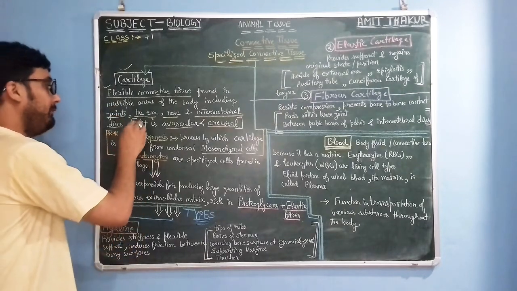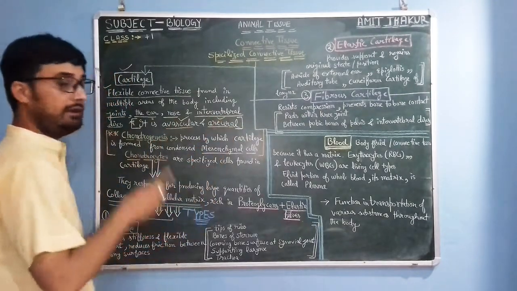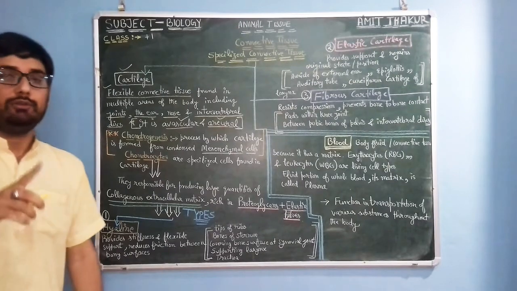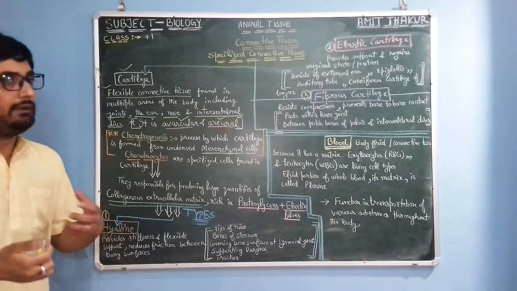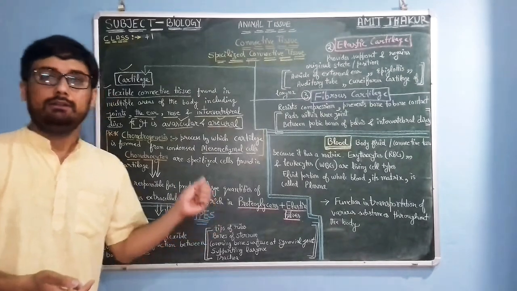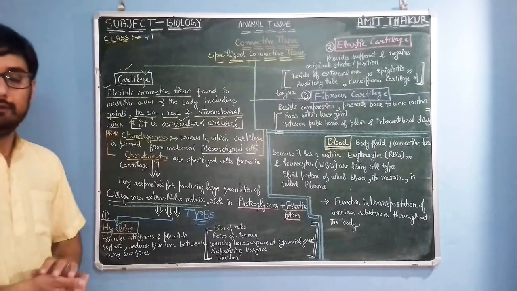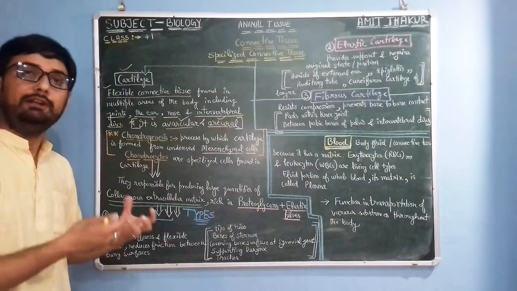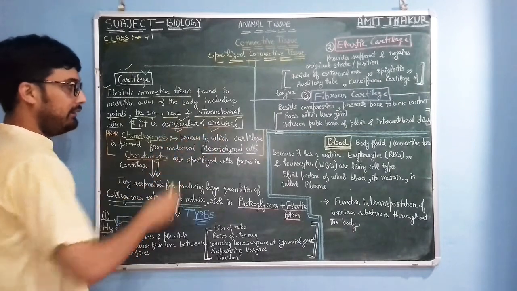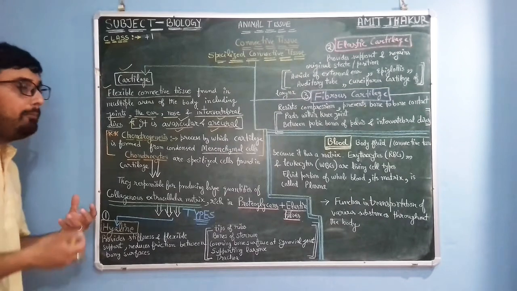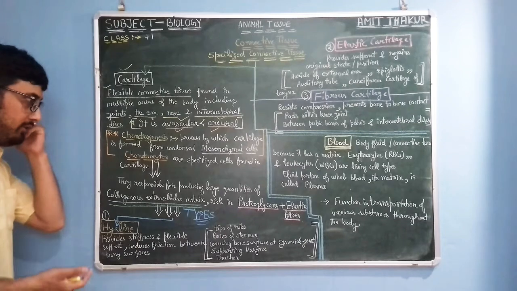It is very, very important. It is avascular and aneural. Just because it is avascular and aneural, it is very difficult to repair this connective tissue, this cartilage, because the raw material in order to repair the tissue is very, very less or negligible.